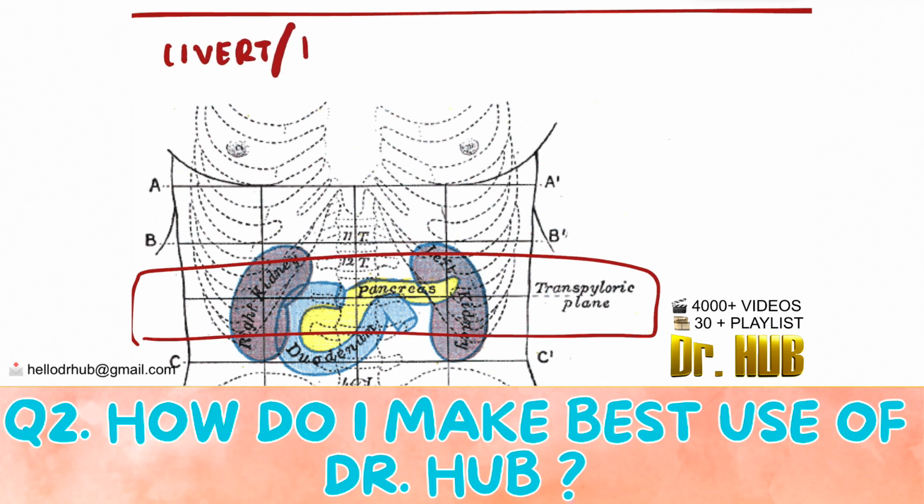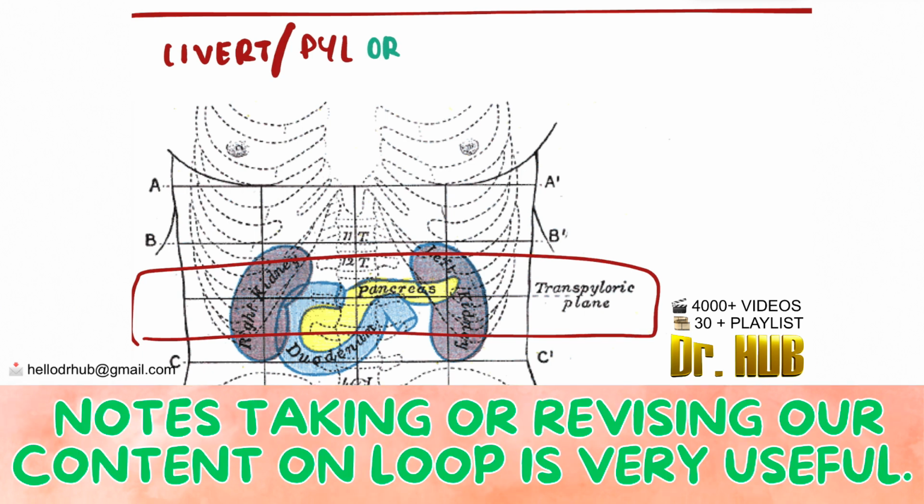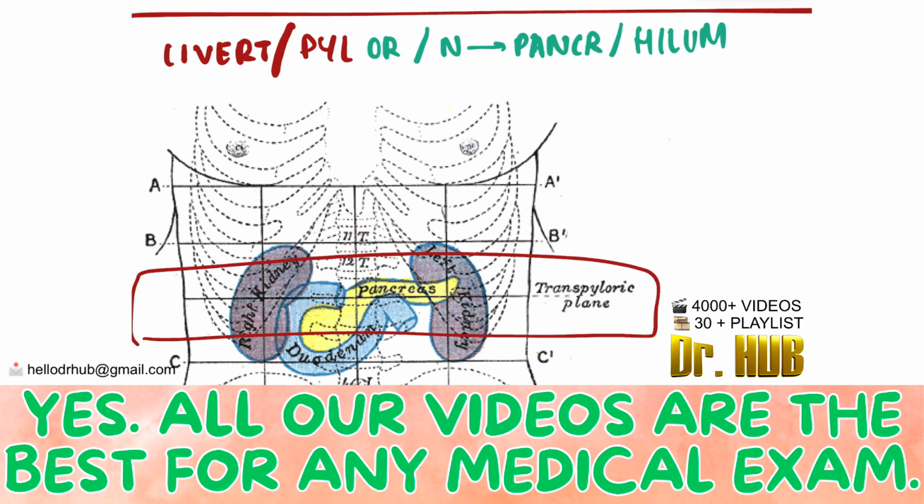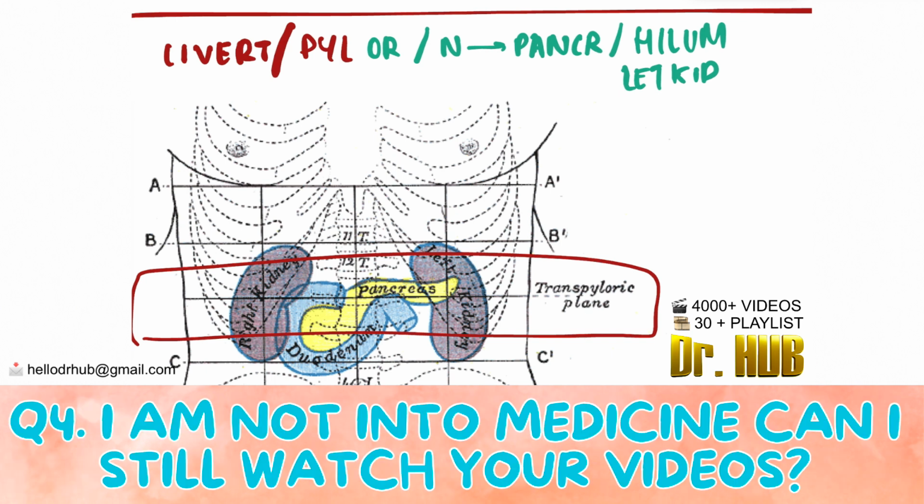Next, there is also the presence of the pyloric orifice, and this is in most of the times. Next, there is also the neck of the pancreas. There is also the presence of the hilum of the left kidney. Next is the presence of the ninth costal cartilage.